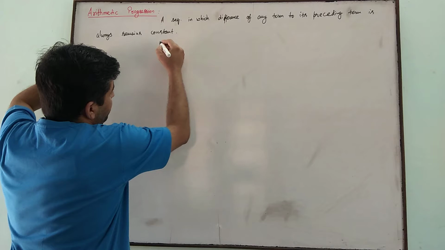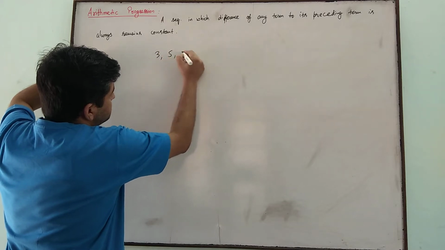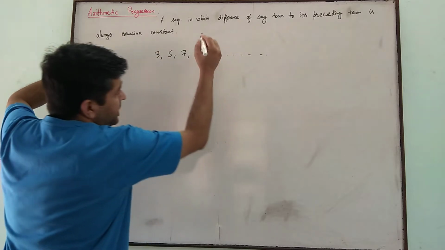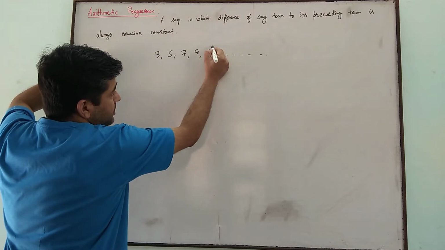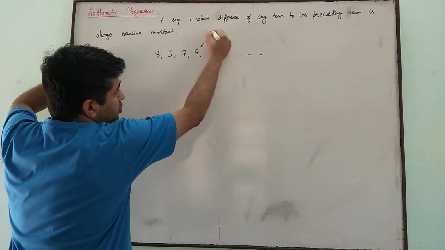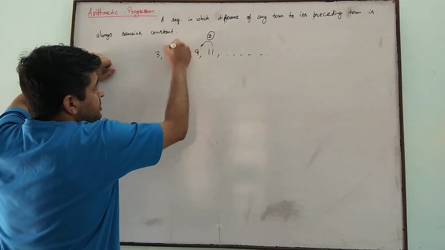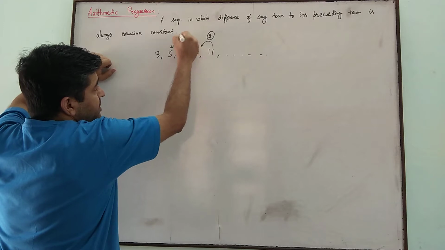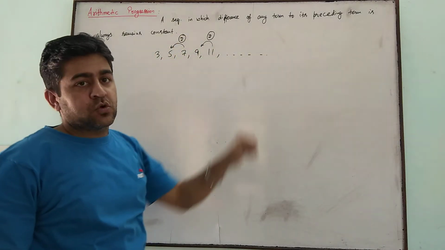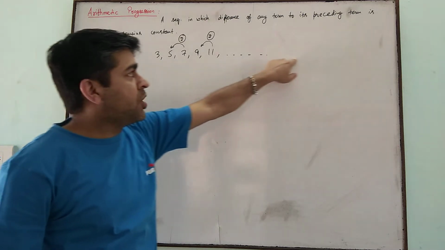Like if we have, suppose, a sequence: take any term, and its preceding term, and subtract, you will get 2. Any other term, subtract its preceding term, the previous term, you will get 2. So the difference always remains constant.